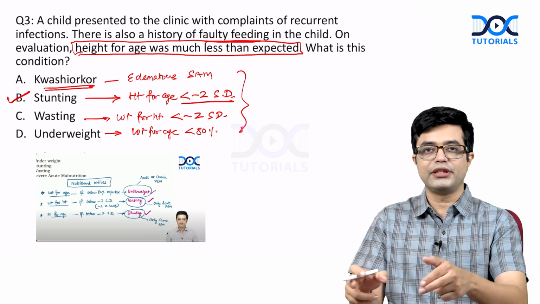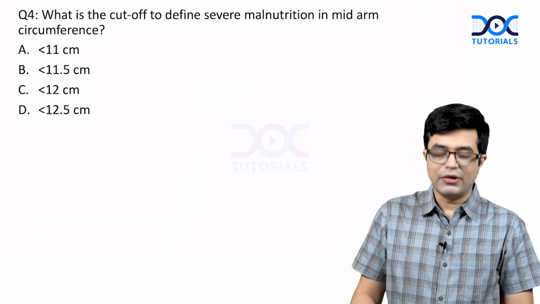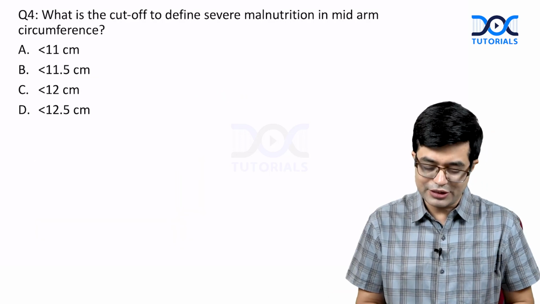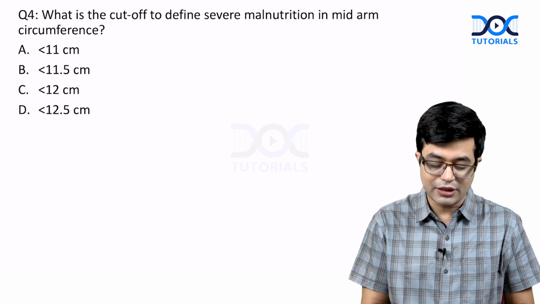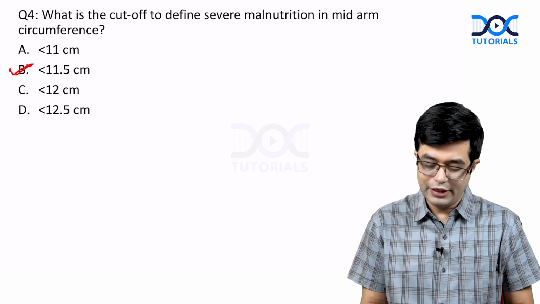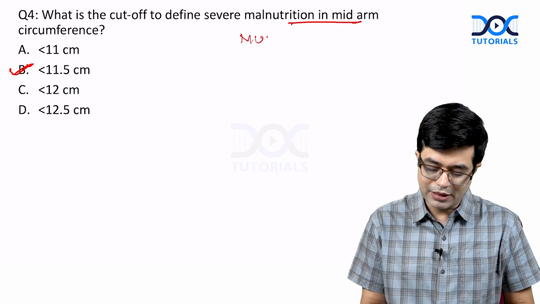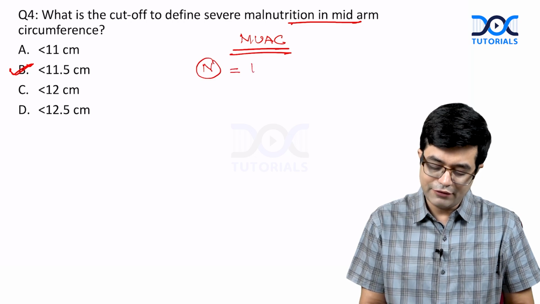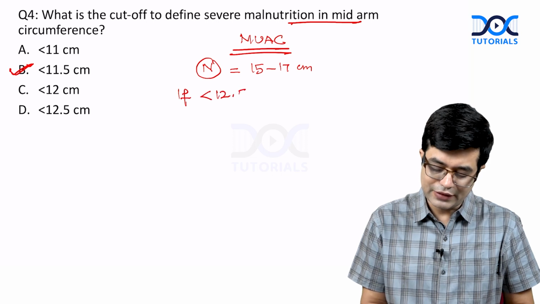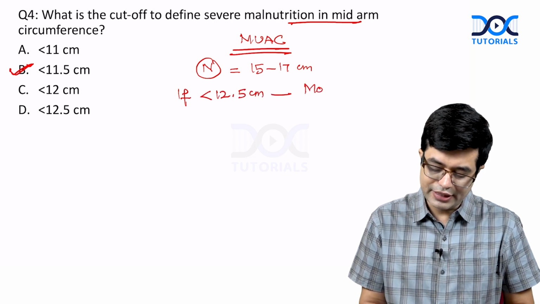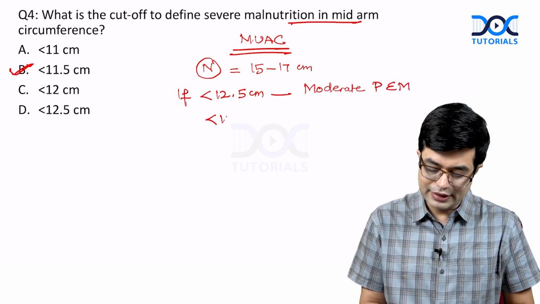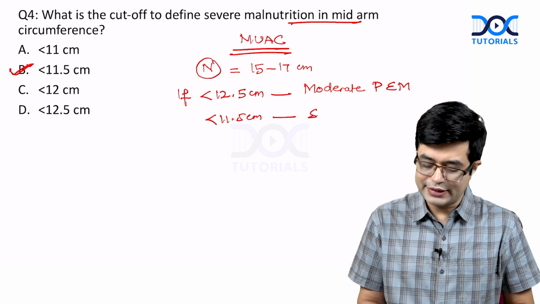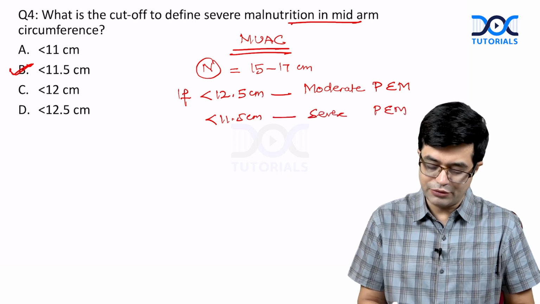You remember them one way or the other, it will be repeated again. Question number 4, again very frequently asked, a repeat question. What is the cutoff to define severe malnutrition in mid-arm circumference? It is less than 11.5. Remember, when you are checking mid-upper arm circumference, also called mid-arm circumference, the normal value in the patient is always 15 to 17 centimeter. If MUAC becomes less than 12.5 centimeter, that is called moderate undernutrition, also called moderate PEM. And if it is less than 11.5 centimeter, that is called severe PEM, severe protein energy malnutrition.